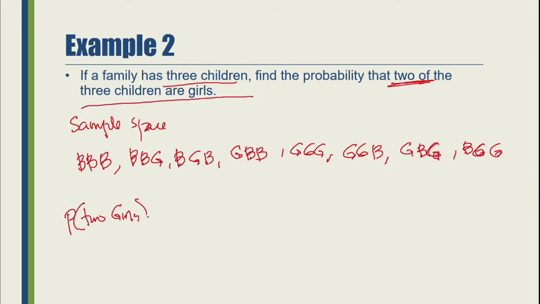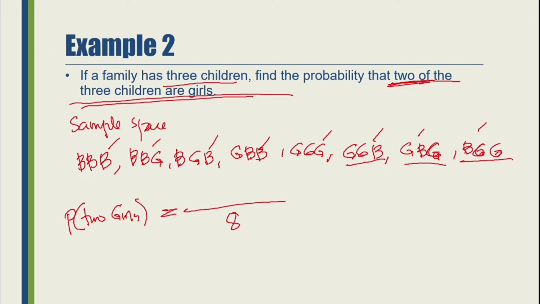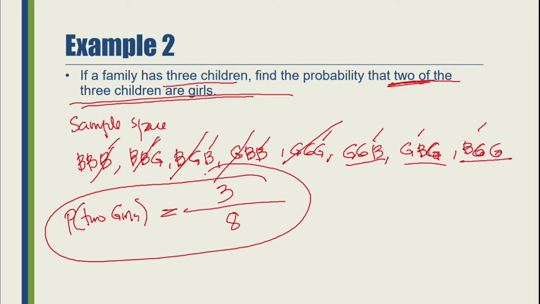So we have here the event over the sample space. Our sample space is 1, 2, 3, 4, 5, 6, 7, 8. So there are 8 outcomes in the sample space, and we need 2 of the 3 children to be girls. So you have to pick 2 girls here, 1, 2, and 3. This is not included, this is not included, this is not included, and this is not included as an event. So therefore, 3 over 8. So the probability that 2 of the 3 children are girls is 3 over 8.